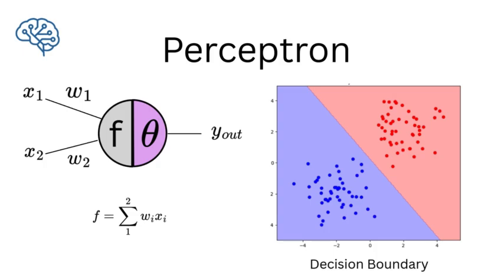from the data. Now let's talk about the decision boundary of a perceptron, which is one of the most important concepts in understanding how neural networks classify data. A perceptron takes multiple inputs, multiplies each input by a weight, adds them together, and then applies a threshold bias.